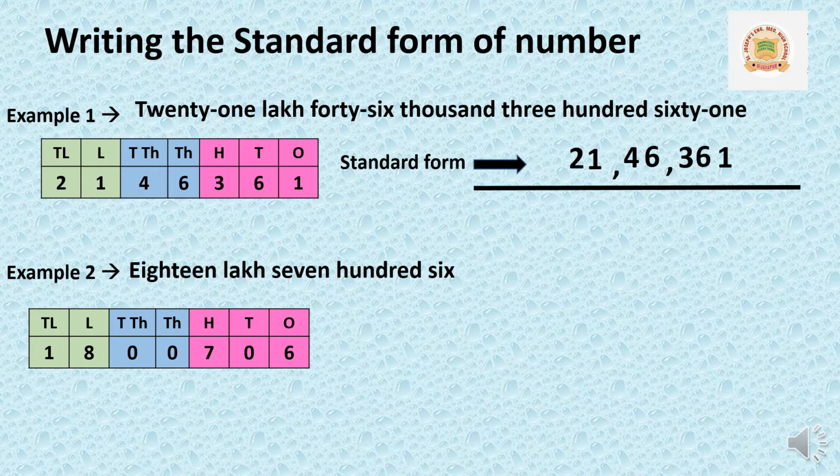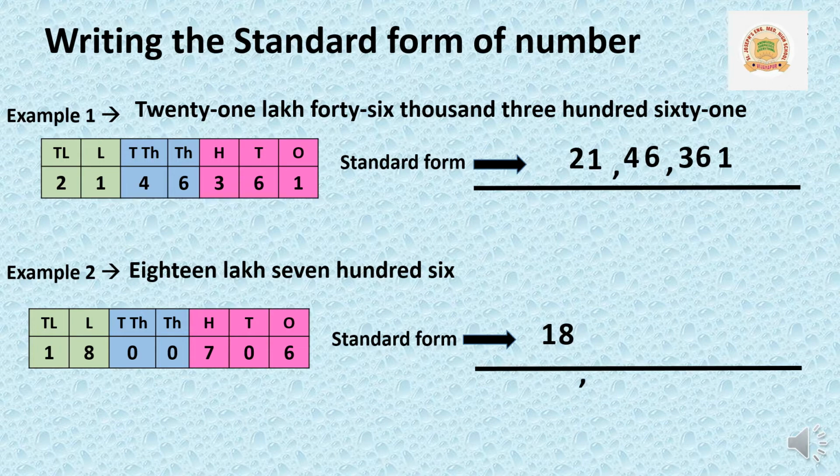Now let us write the standard form of this number. 10 lakhs place 1, lakhs place 8, 18 lakh. There is no number in the thousands period, so we have to put the zeros. Why? To get the value. Next, in hundreds place 7, tens place there is no number so 0, and ones place 6. So the number now becomes 18 lakh 706.